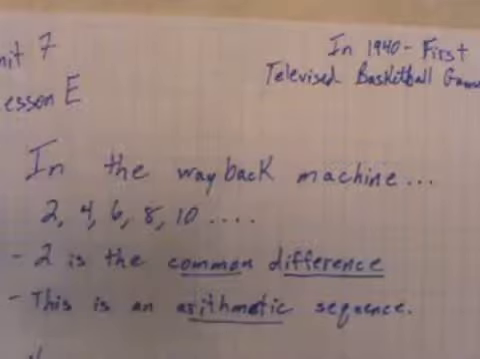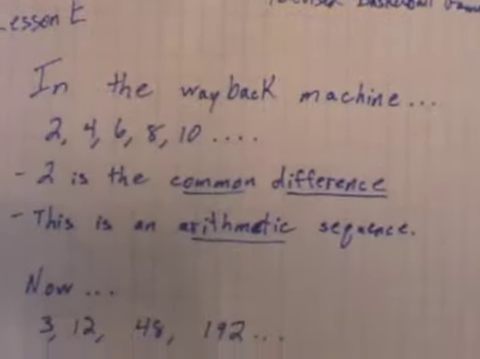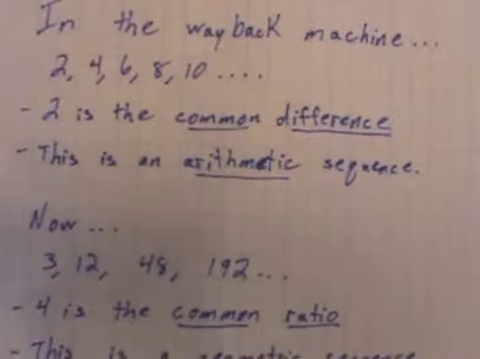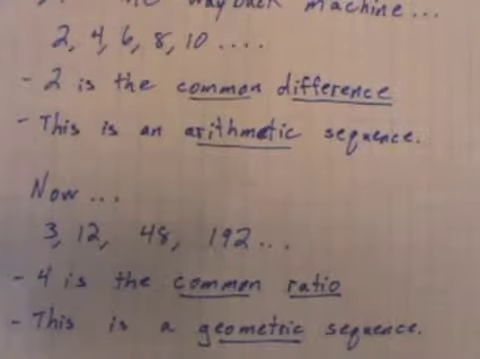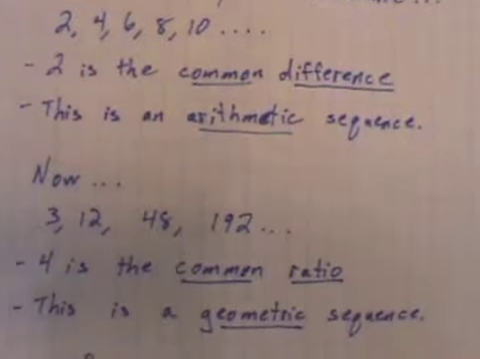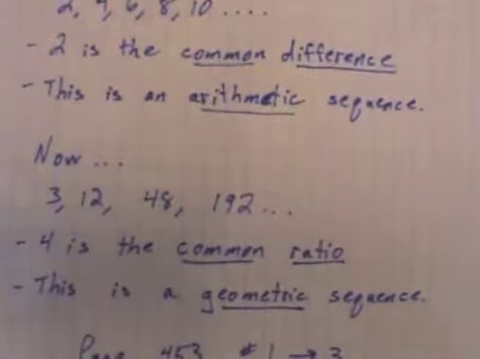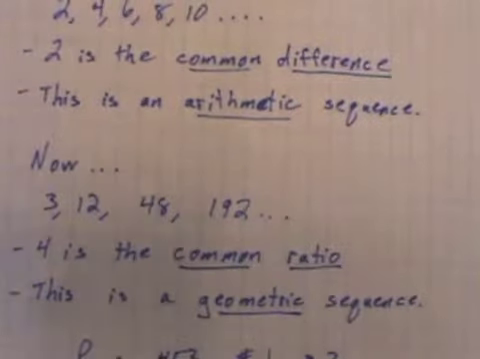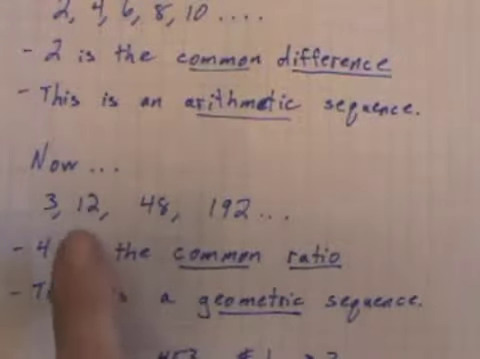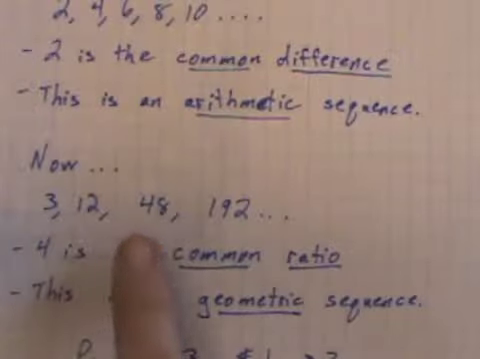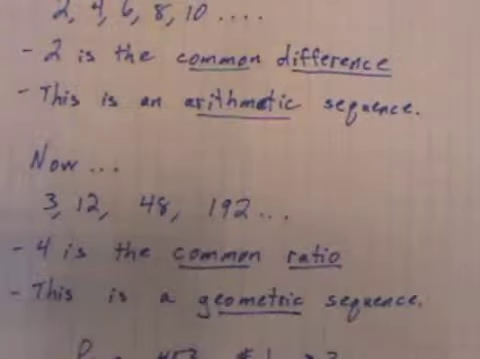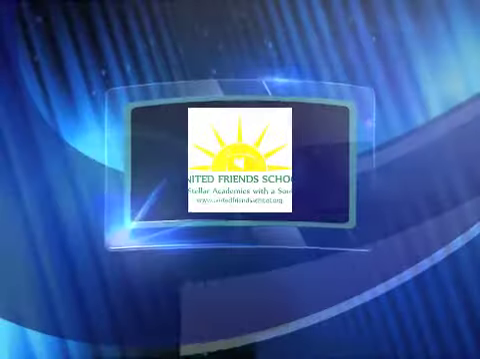And this is what we called an arithmetic sequence. Now, flash forward again. Take a look at this sequence, 3, 12, 48, 192. 4 is what's called a common ratio because you have to multiply each term by 4 to get the next term, and because we are multiplying, this one is a geometric sequence.